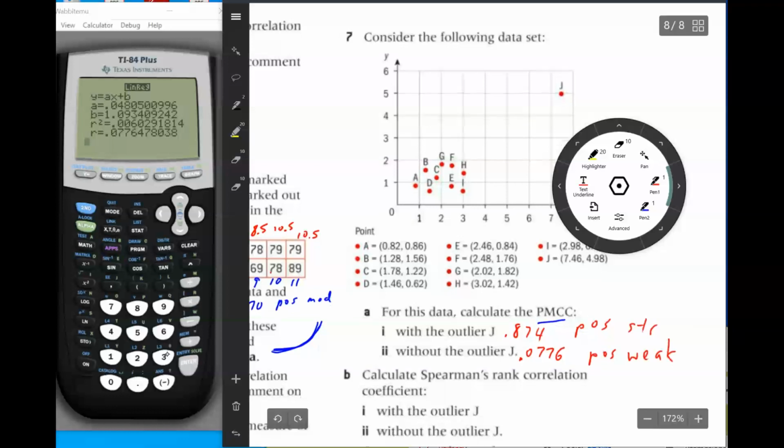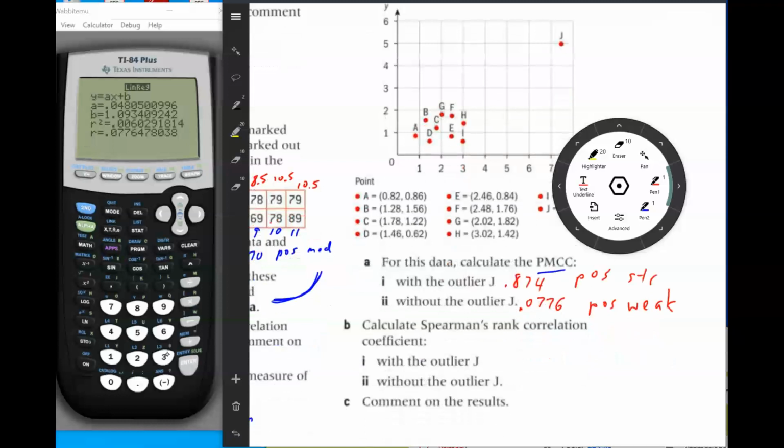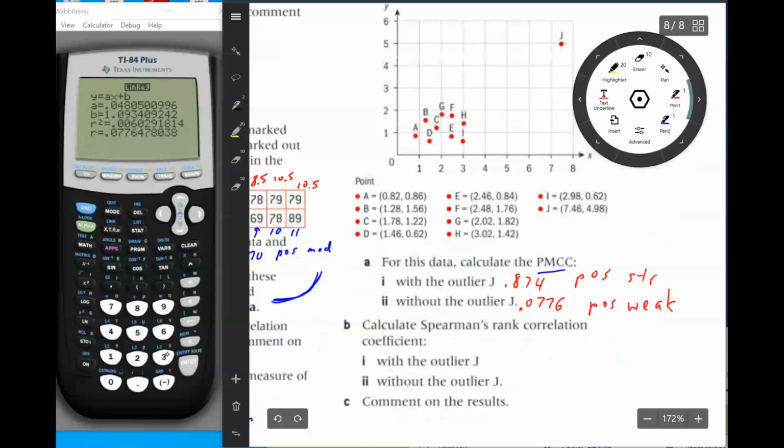All right, now it wants us to do Spearman's rank correlation coefficient with and without J and to comment on the results. So the first thing we're going to do is we need to rank the left X values here. So we're going to rank these. Hopefully they'll be kind of in order. Let's see. 1, yeah. 2, 3. Oh, C and D are not in order. So I'm going to reverse this. D is 1.46. C is 1.78. So that would be 4.